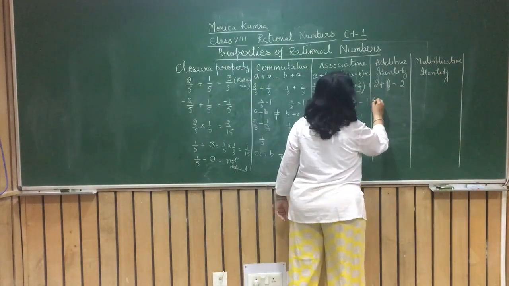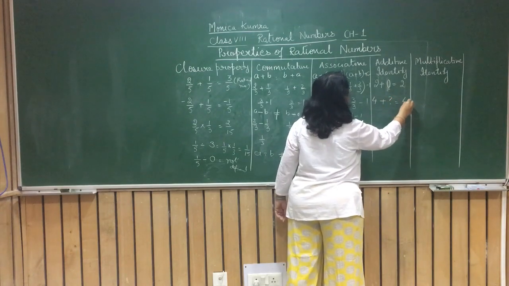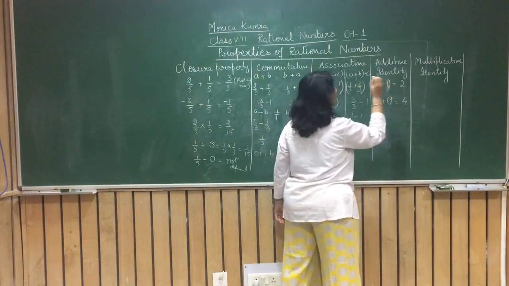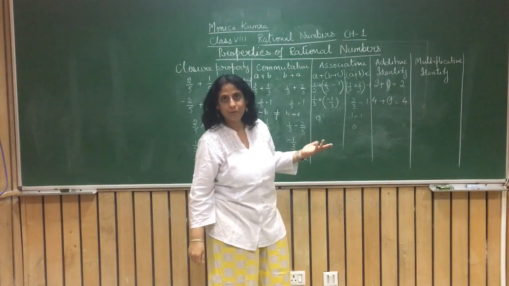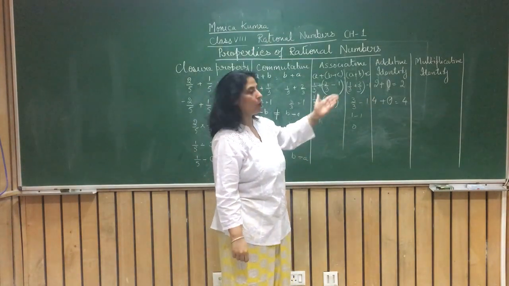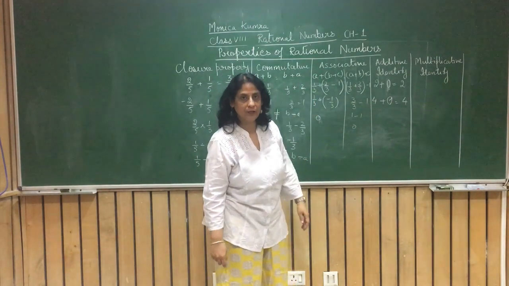Am I clear? Suppose 4, what would you add so that you get 4 back? So my answer is 0. 0 means nothing. Clear? So 0 is called an additive identity.